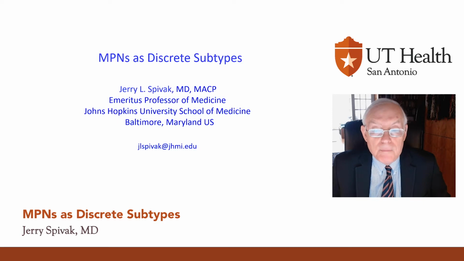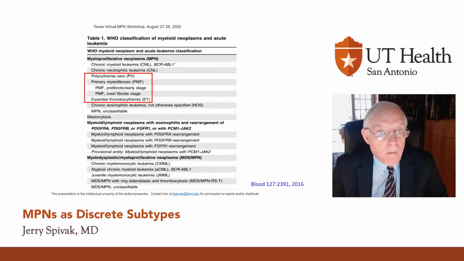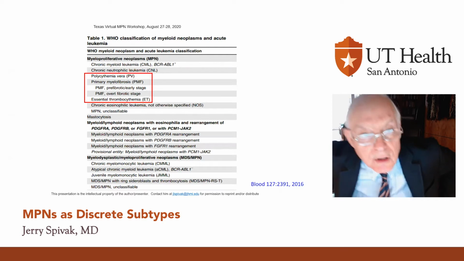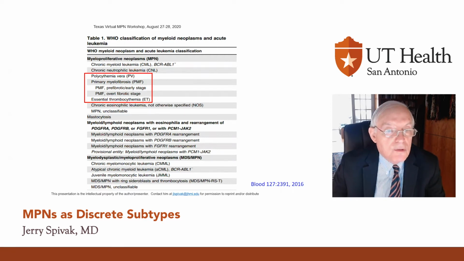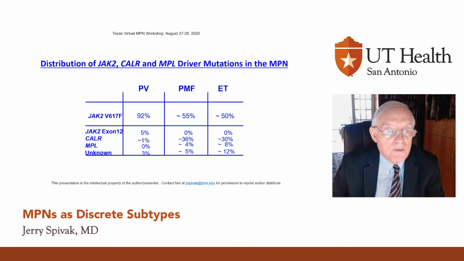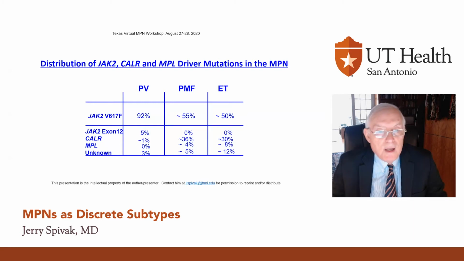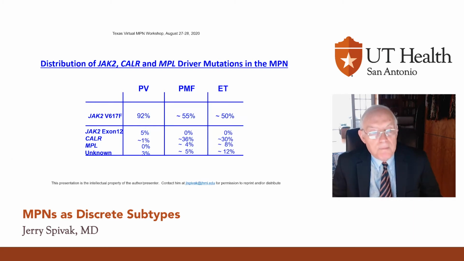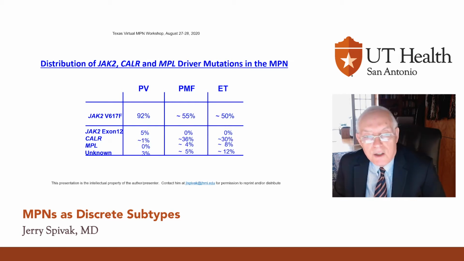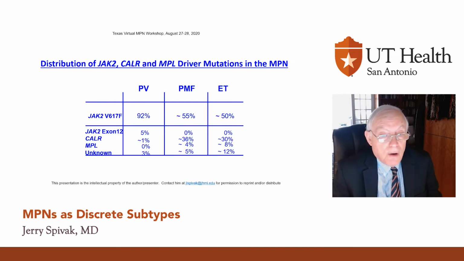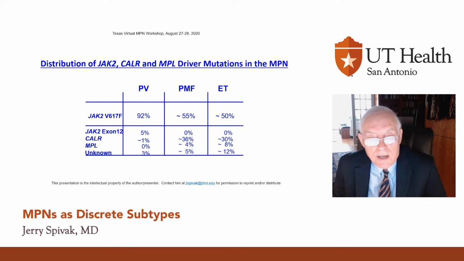Now, where I want to start is the WHO classification of the myeloid neoplasms in acute leukemia. And I'm going to assert that these three illnesses do not belong in this classification because they all share the same set of driver mutations. Now, this slide proposes some conundrums. How can one mutation cause three different diseases? Or how can three mutations cause the same disease?